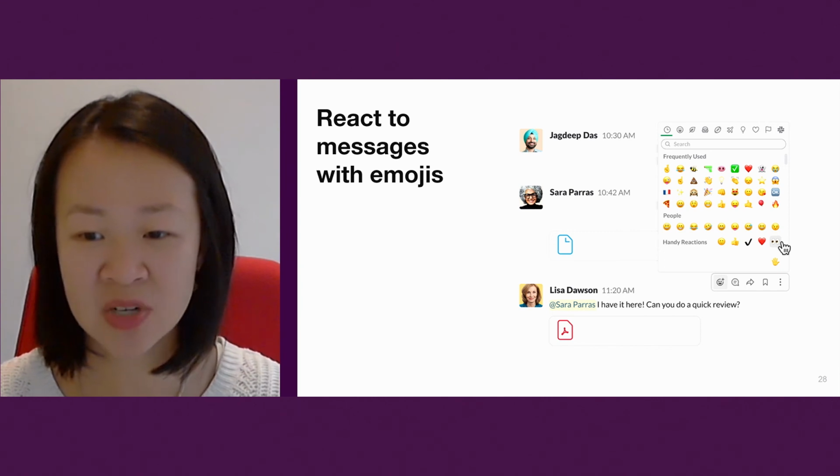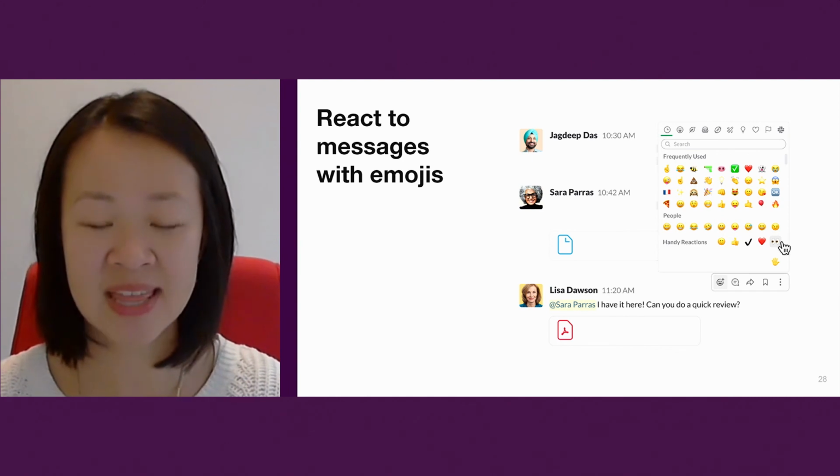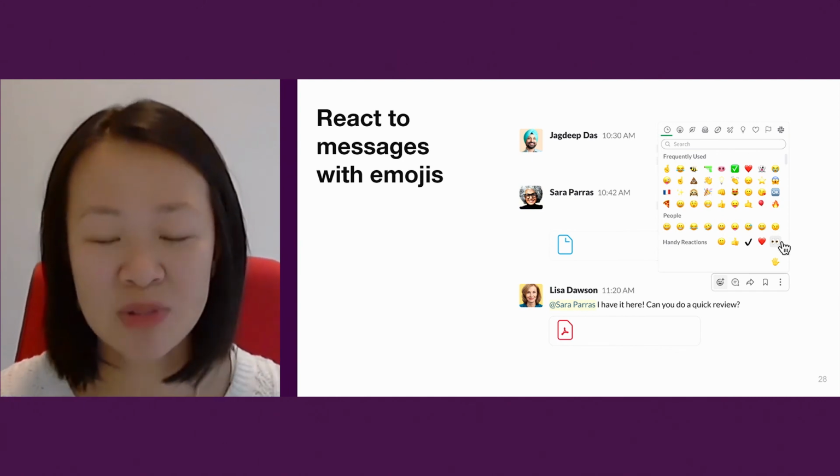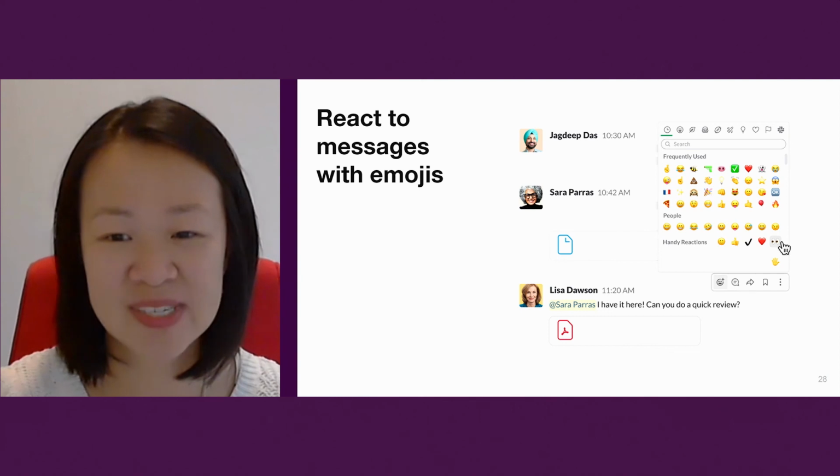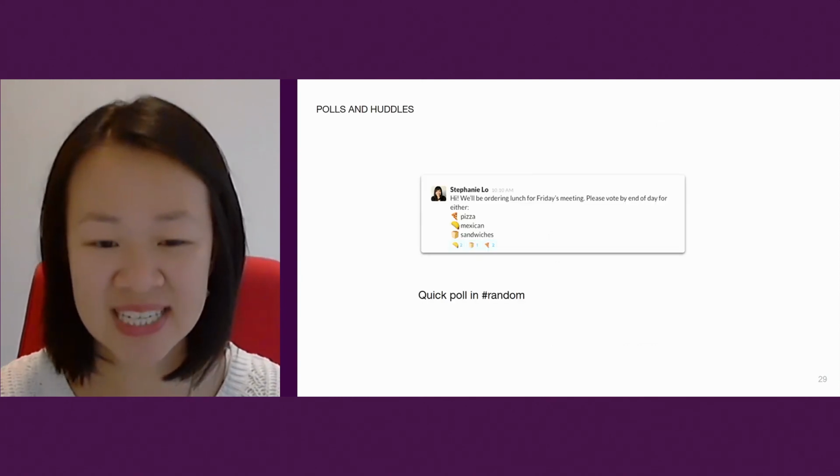So in this example, if I clicked on the eyes emoji reaction, Lisa will then get a notification to say that I have looked at it, or I am looking at it, and I'll respond back to her. So it saves you having to respond in text.